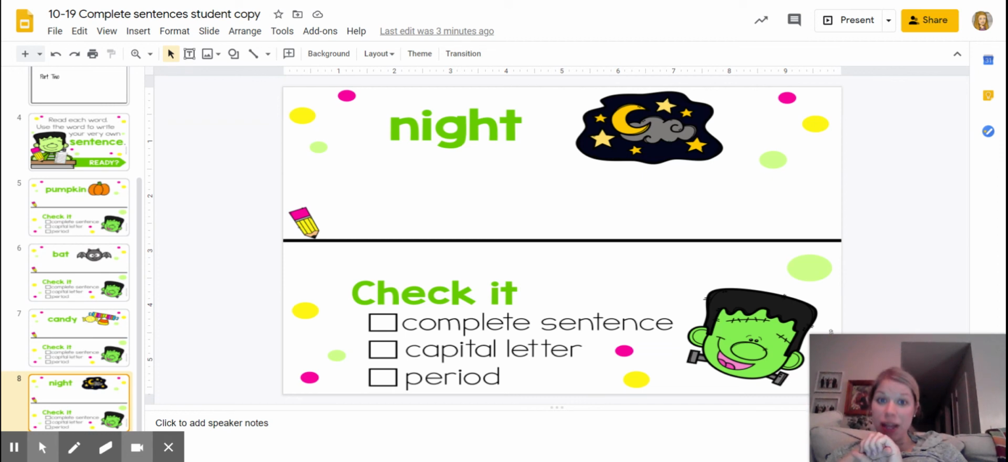They have to have a capital letter at the beginning, and the rest of the letters need to be lowercase unless you use a proper noun. And it must have an end mark. So it could be a period if you are just telling something. It could also be a question mark or an exclamation mark, depending on the kind of sentence you write.